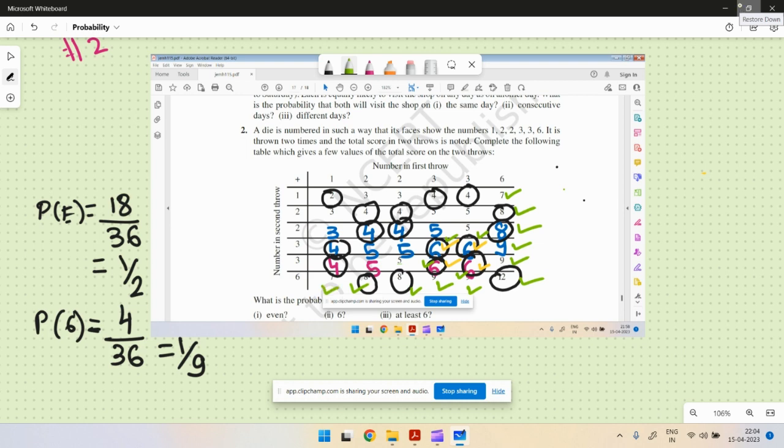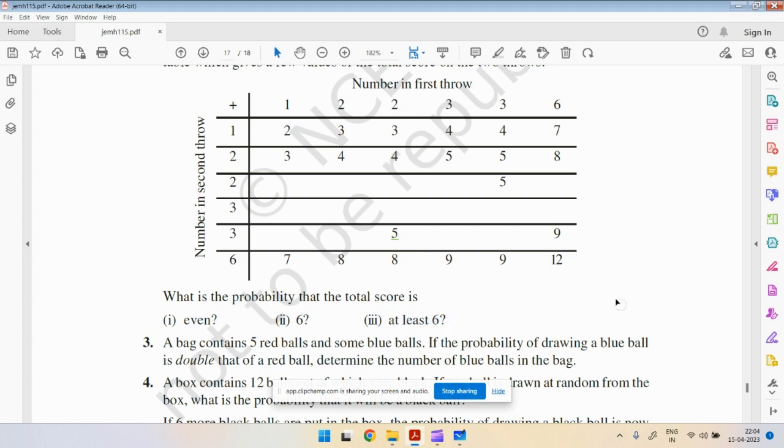So how many? The probability of getting at least 6: P of at least 6 is nothing but, counting 1, 2, 3, up to 15, there are a total of 15 numbers. So 15 by 36, which is nothing but 5 by 12. That is the answer.